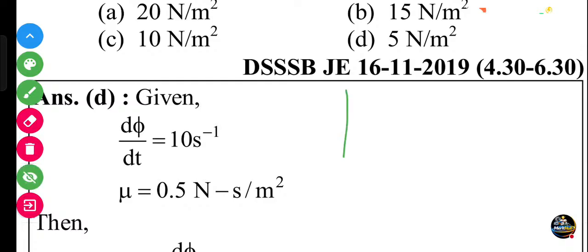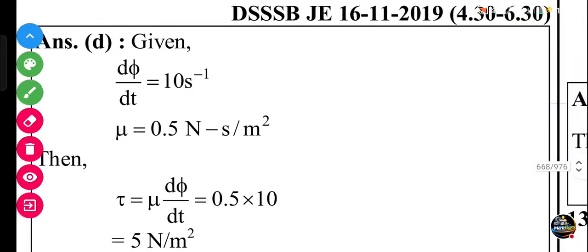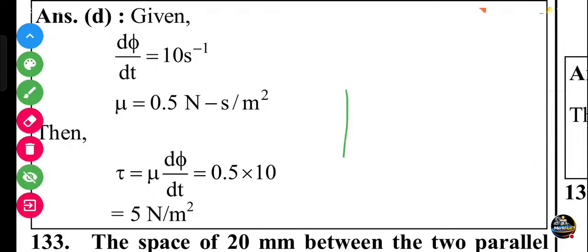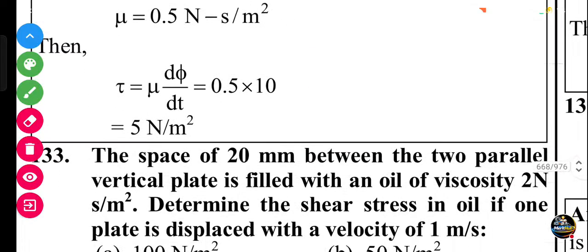Here is the explanation. You can see the explanation. As I told, there is the same way to solve this question.